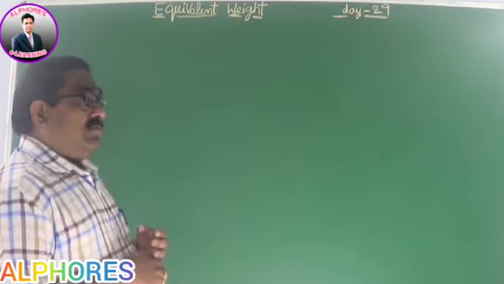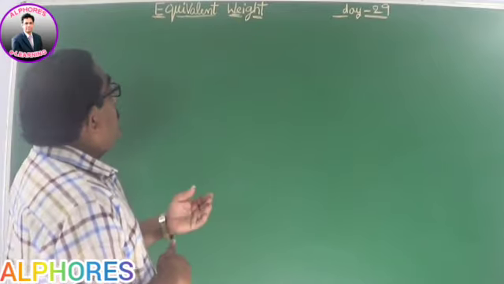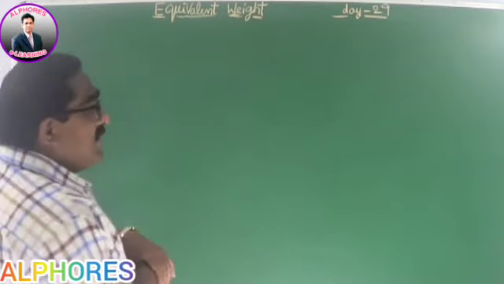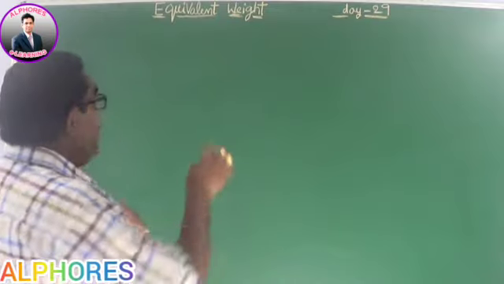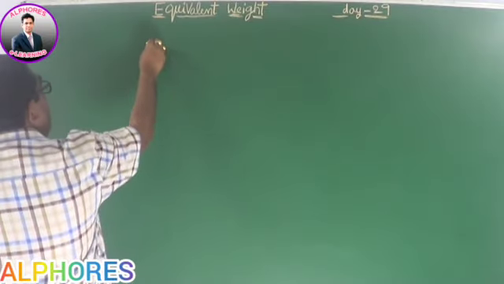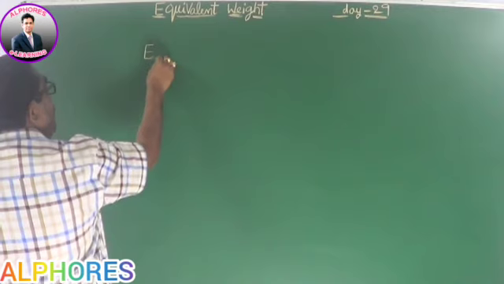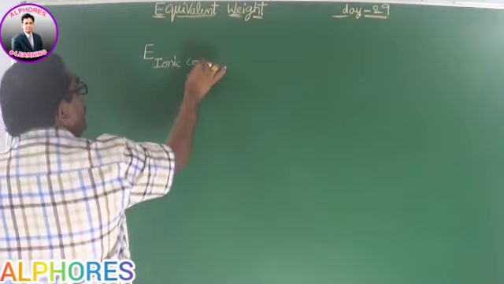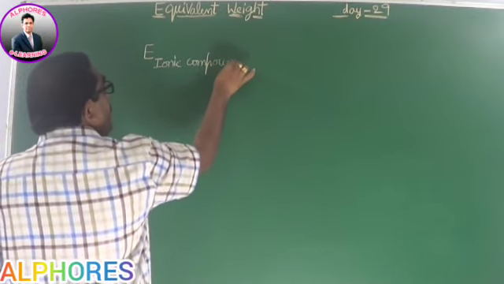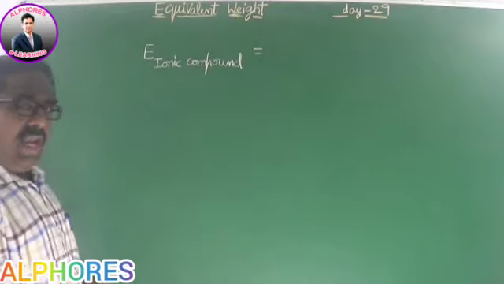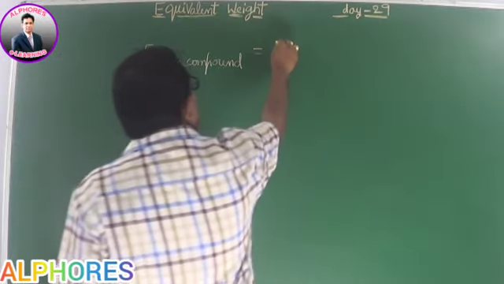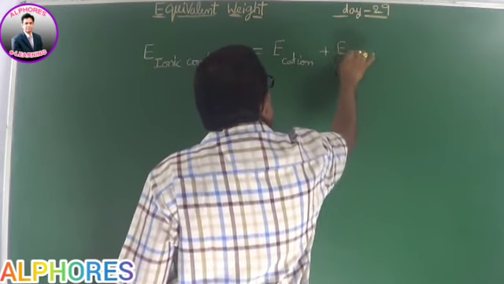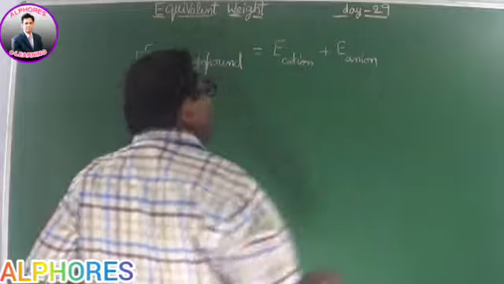Now, before going to the next conceptual approach of equivalent weight, let me teach you one important aspect here. So please write down along with me. Equivalent weight of ionic compound. Write down students. Equivalent weight of ionic compound can be simply taken as equivalent weight of cation plus equivalent weight of anion.